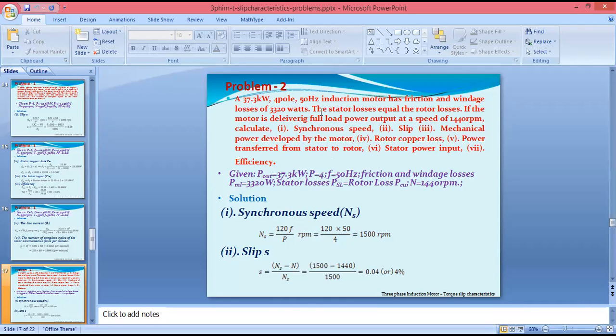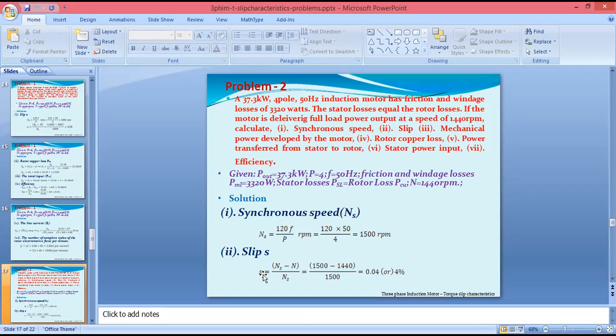Just like we consider the value of pi as 22/7 and root 2 as 1.414, we are considering like this. You can consider frequency as 50 hertz if they are not giving, but 99% they will give the value. So here you can take 120 into frequency 50 upon pole 4. So you will get the synchronous speed, that will be 1500 RPM.